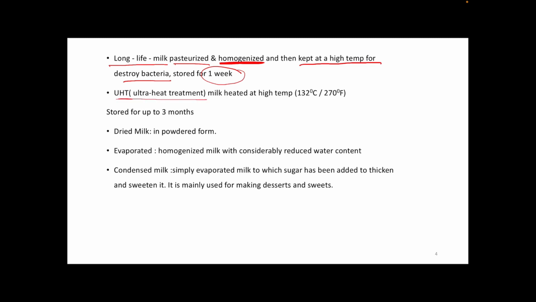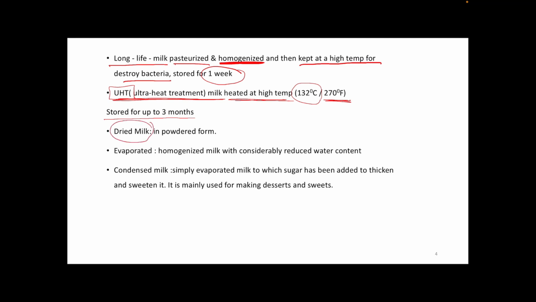Then there is the ultra heat treatment milk, or the ultra heat treated milk, or the UHT milk, that's heated to a very high temperature, 132 degrees centigrade, that's equivalent to 270 degrees Fahrenheit. This can be stored up to 3 months.